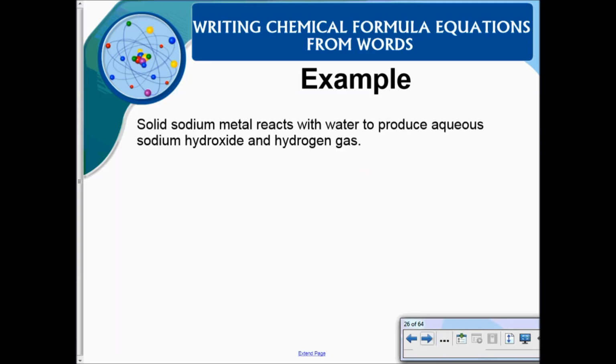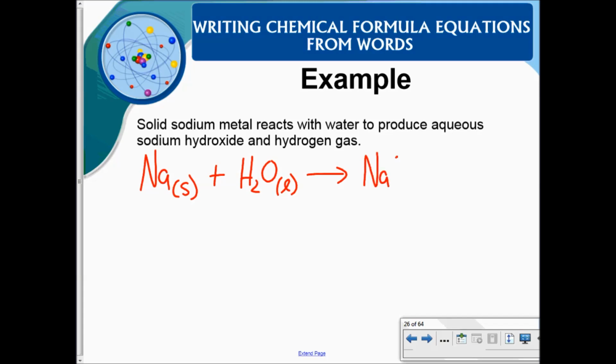All right, so we have solid sodium, so we'll write sodium, it's a solid. Metal reacts with, that's plus water, H2O, and it's going to be a liquid because we said assume it's liquid. To produce is the arrow. Aqueous sodium hydroxide, so sodium hydroxide, aqueous is AQ. And hydrogen gas. Hydrogen is a diatomic element. It's by itself. You need to put the 2 and then indicate it's a gas.